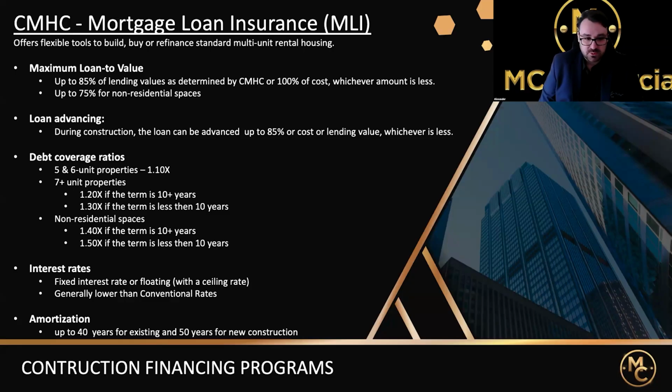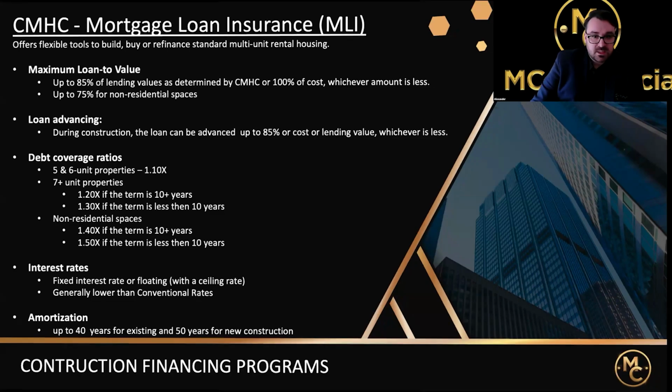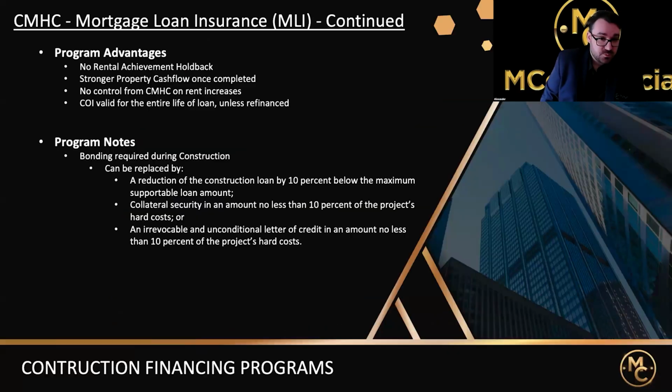So you might have similar to conventional rates, but generally you'll have very advantageous rates even on the MLI Select and the standard. And amortizations, you could get 40 years or even 50 for construction as well. Some advantages of the standard program is during construction, you'll have no rental achievement holdback. You'll have a property with better cash flow once completed.